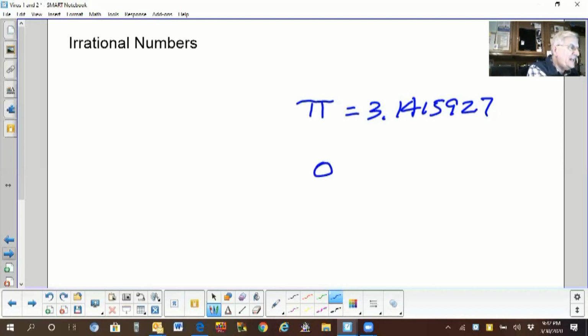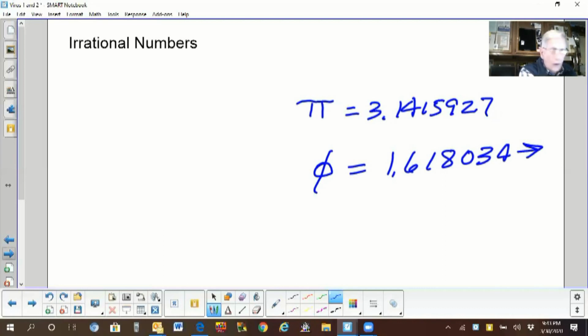Neither does phi. Phi, of course, we have been discussing it in class also, 1.618034. It continues on forever, all over the place, okay? It's not a repeating number at all. And since it goes on forever like this, just like pi does, it is referred to as an irrational number.